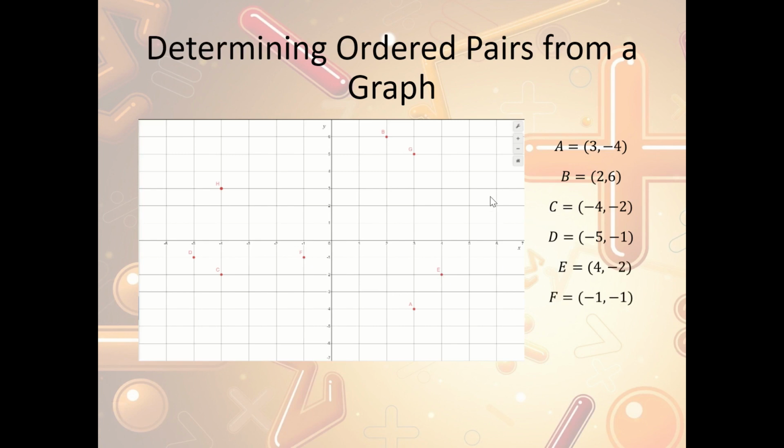And then G is here. So G is 1, 2, 3. And then 1, 2, 3, 4, 5. So 3, 5. And then H is here, which is negative 1, 2, 3, 4. So negative 4 and 1, 2, 3. So negative 4, 3. And so that's how I can look at graphs of coordinates and be able to figure out what their ordered pairs are.